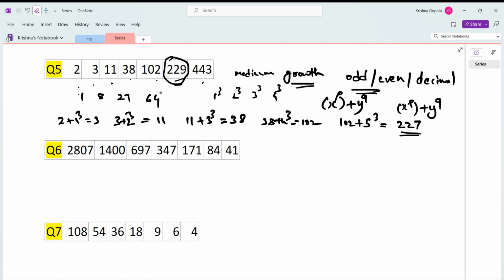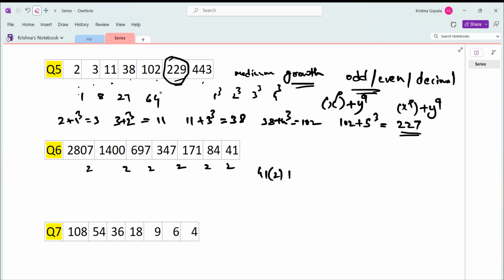Next, look at this series. 2800, 1400, 697. So just look at the sense of the series. This is again 2 times. This is also 2 times. This is also 2 times. Roughly it is all 2 times. Right? It looks very easy. It is roughly 2 times.